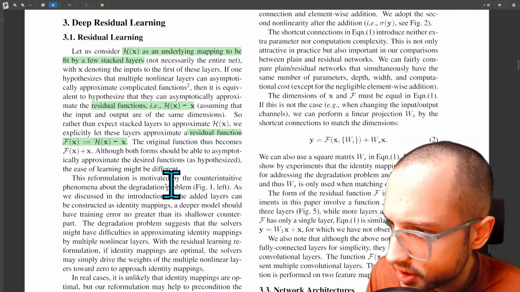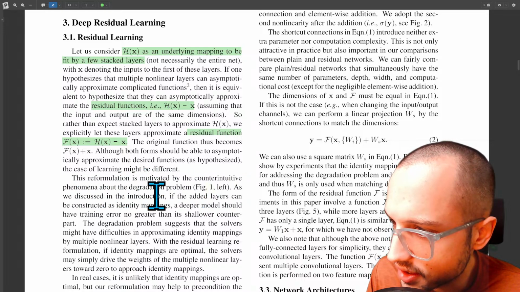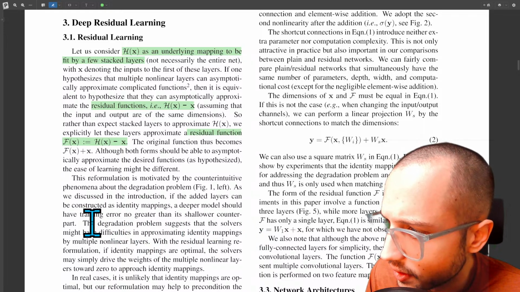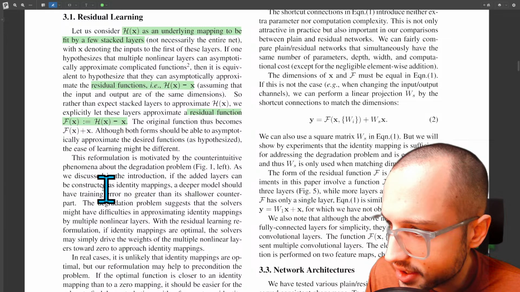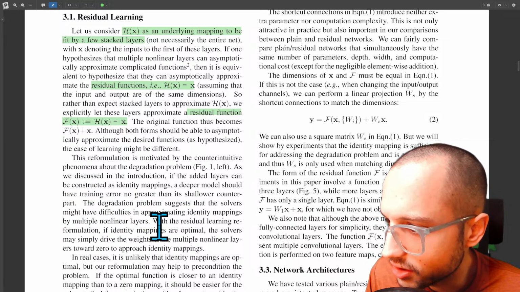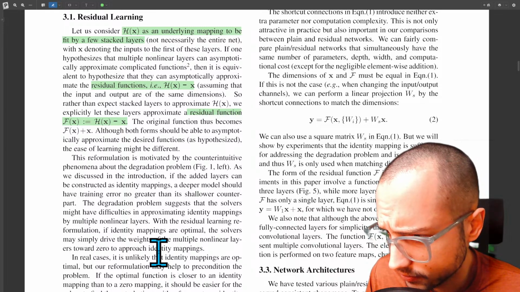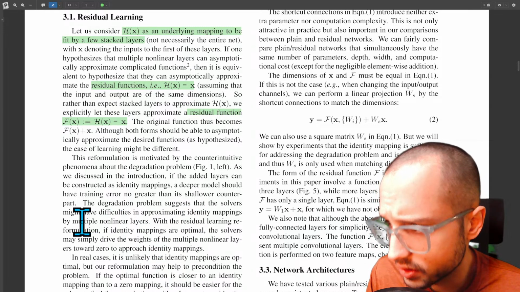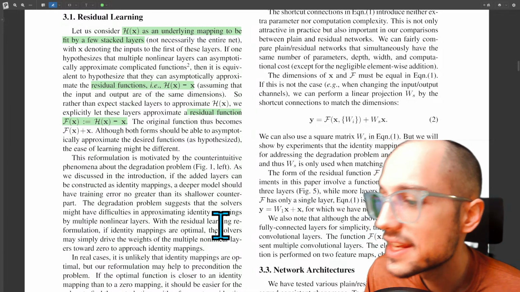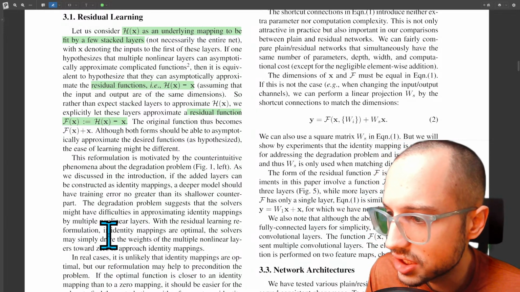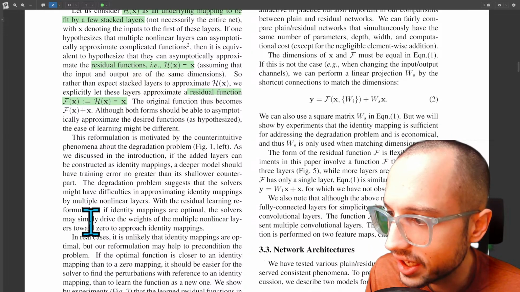This reformulation is motivated by the counterintuitive phenomena about the degradation problem. As we discussed in the introduction, if the added layers can be constructed as identity mappings, a deeper model should have training error no greater than its shallower counterpart. The degradation problem suggests that solvers might have difficulties in approximating identity mappings by multiple nonlinear layers. With the residual learning reformulation, if identity mappings are optimal, the solvers may simply drive the weights of the multiple nonlinear layers towards 0.